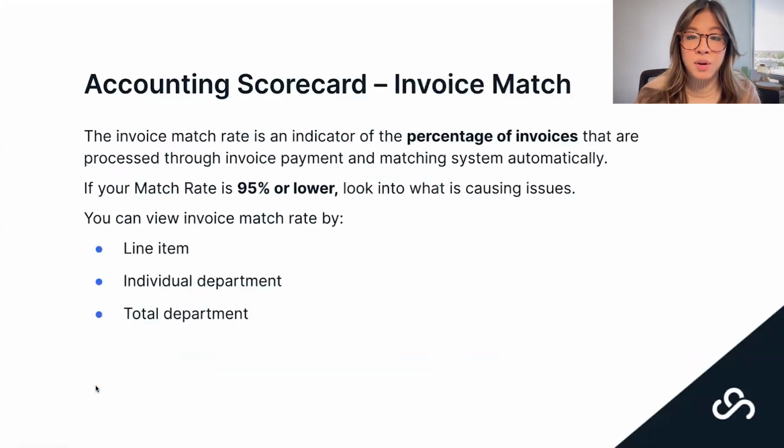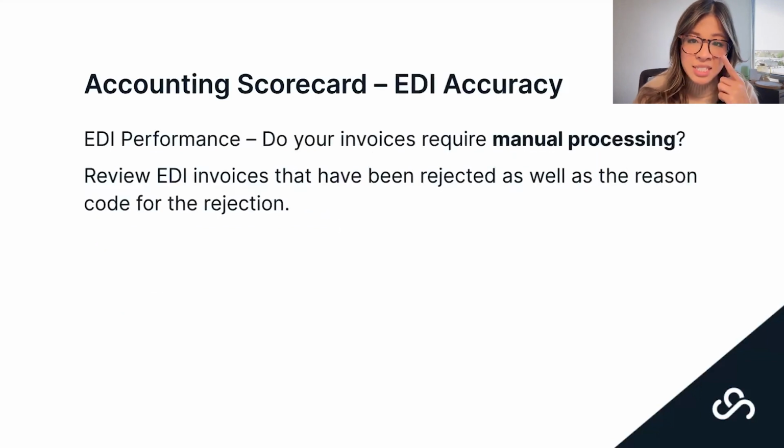So the invoice match rate is basically, as I mentioned, an indicator of the percentage of invoices that are processed through invoice payment and matching the system automatically. So if your match rate is 95% or lower, that's when I would recommend that you start looking into what is causing issues. And as I mentioned, you can view invoice match rate by line item, individual department, total department, and things like that. So a lot of fun information to get into on that.